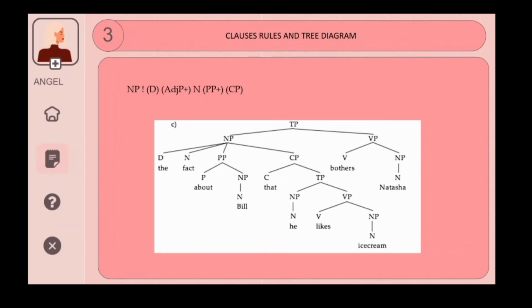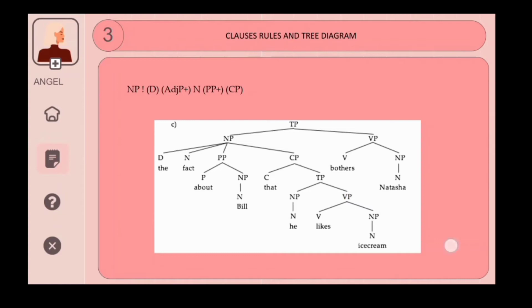and then TP, the tense phrase, is noun phrase, noun he, and then verb phrase, verb likes, and then noun phrase, and noun is ice cream. The verb phrase, bothers, verb, and then the noun phrase, noun Natasha. So this means the fact about Bill that he likes ice cream bothers Natasha.